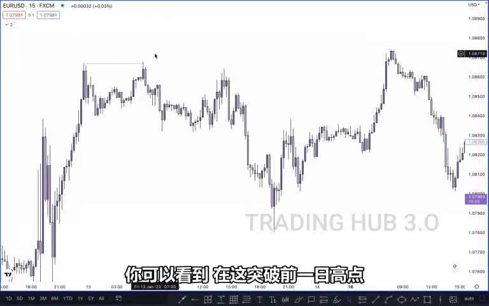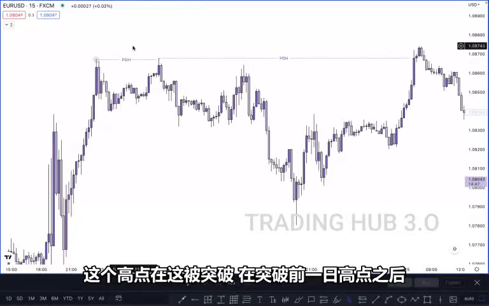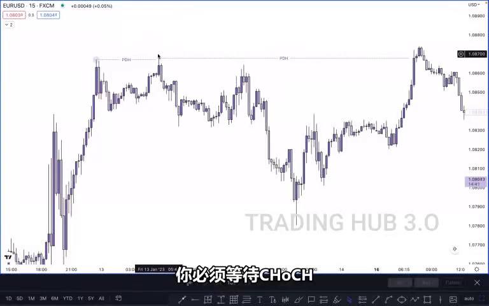You can see here, after taking out the previous day high. So this is our previous day high, which one is here. And then what happened here? This previous high is taken out by this move, and after taking out the previous day high, you have to wait for change of character.